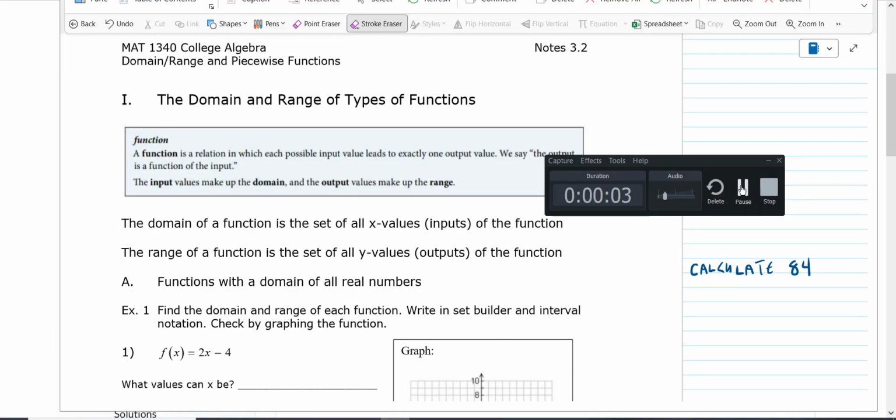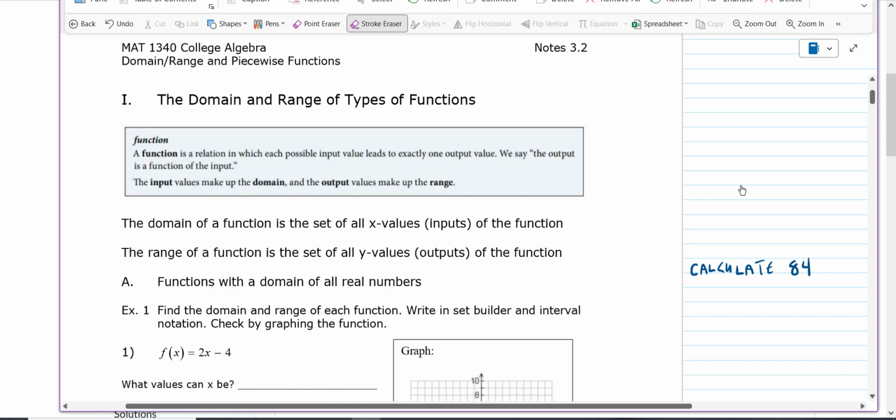A couple of things. We're going to start getting into graphing and stuff, but in this section, we're going to use a graphing calculator, okay? So I want to mention a couple of things that you want to think about doing.